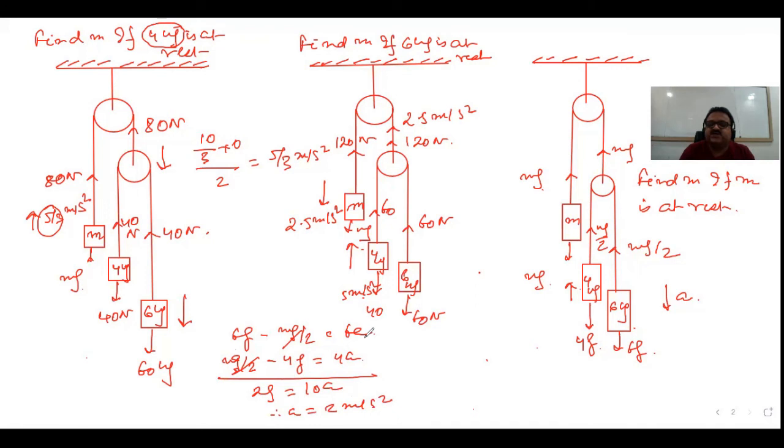Now putting the value of a in this equation, I can easily find out the value of mg. Any one of this equation I can choose. Mg by 2 is equal to 4a plus 4g. a is 2, g is 10, that is 4 12s of 48. So mg is equal to 96 by 10. Therefore, m equal to 96 by 10, which is equal to 9.6 kg.